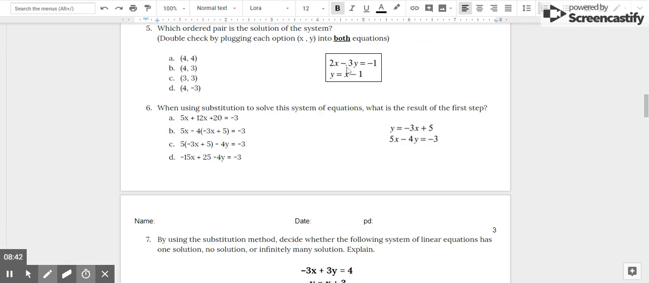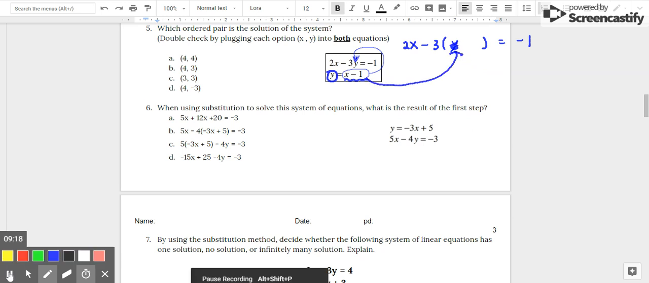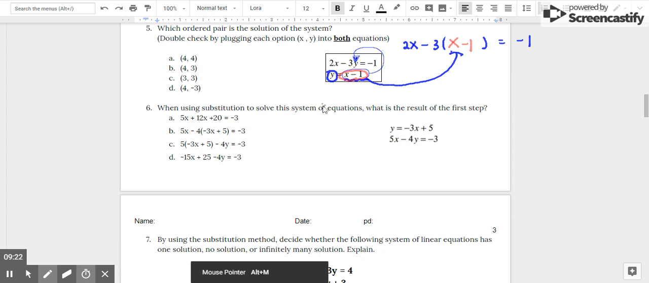Which ordered pair is the solution of the system? Now you see this equation is solved for y, which means you can use x minus 1. I'm going to circle it. I'm going to substitute this for y because they're the same, and then we can get rid of one of the variables. So if you rewrite the first equation, it's going to be 3, and it was y, right? But this time, I'm going to get rid of it and replace it with x minus 1.